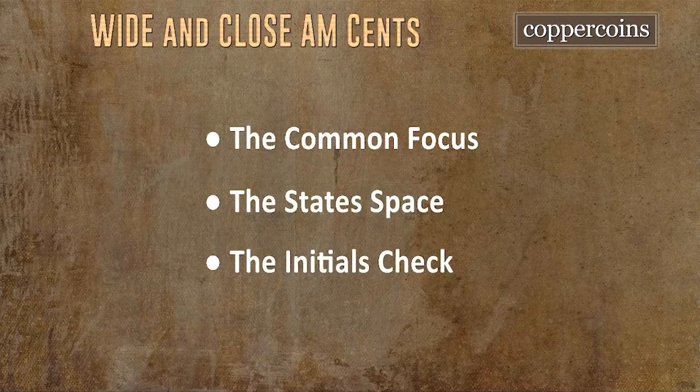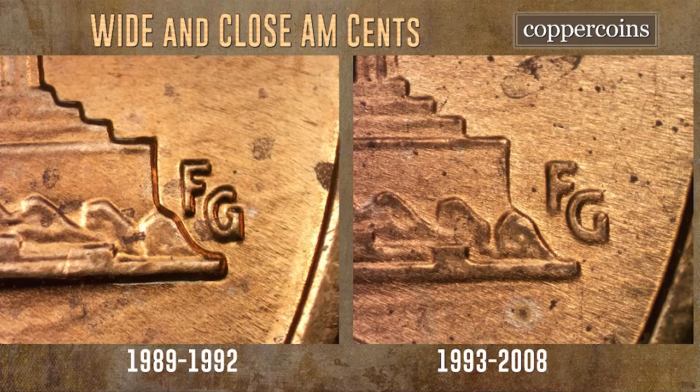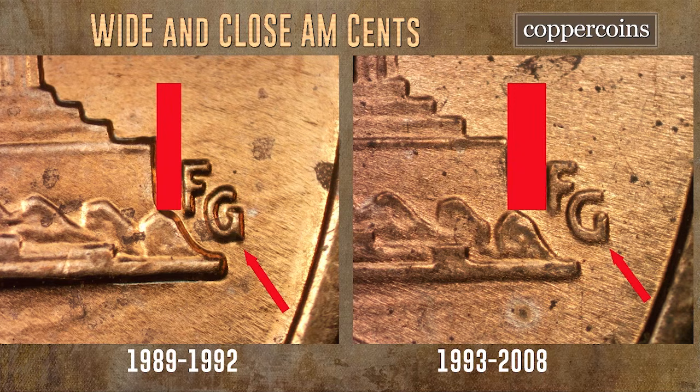Next and last, the initials check. The initials on the coin are very far different from one another between the wide AM and the close AM. The wide AM, you have the initials far closer to the building, and the serif on the bottom of the G is very pointed, whereas on the close AM design, the initials are farther away from the building, and the shape of the G is a little more modernistic without that very sharp point at the bottom right. Here's a visual aid for you to show you the distance. It's nearly twice as much on the close AM as on the wide AM. And an arrow pointing to that little serif for you on the G. It's very different between the two.